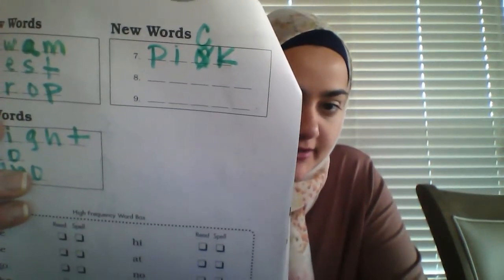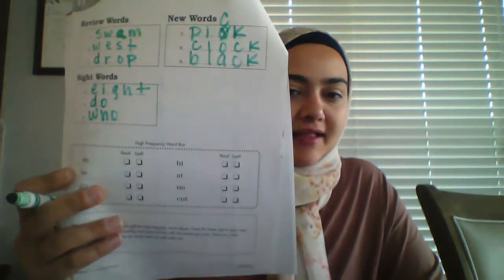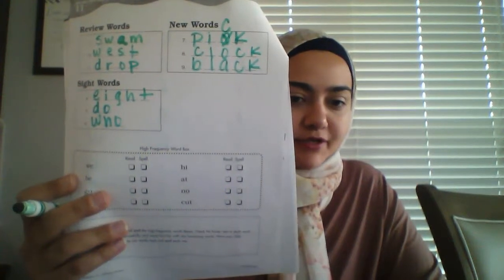I like to pick apples. P-I-C-K. Very good. It should look like this. I messed up because my marker is weird. It's P-I-C-K. Okay, number 8 is clock. Look at the clock to tell what time it is. How do we spell that? C-L-O-C-K. Very good. The next one is black. Black. How do we spell black? B-L-A-C-K. Very good. Your paper should look a lot like mine.